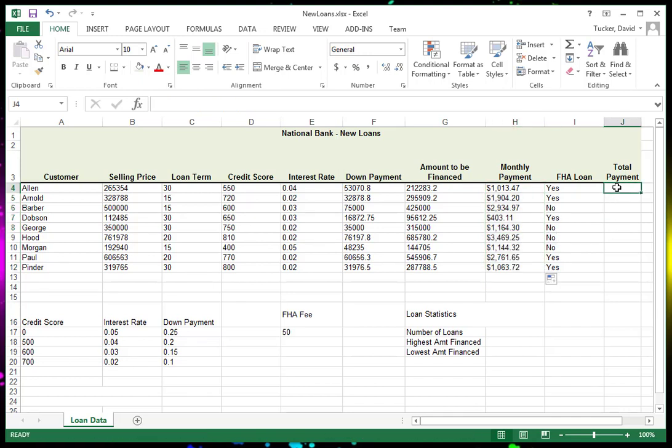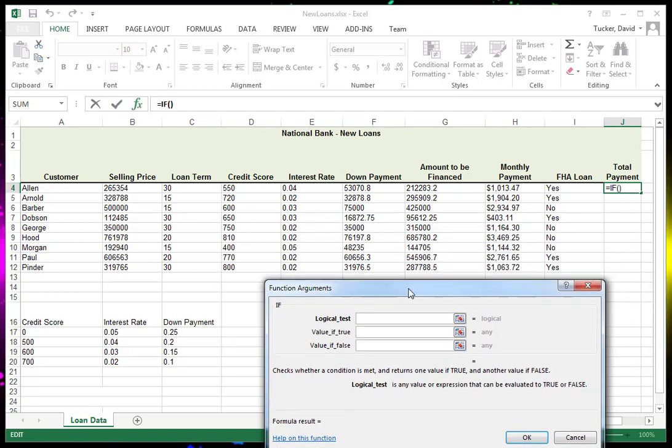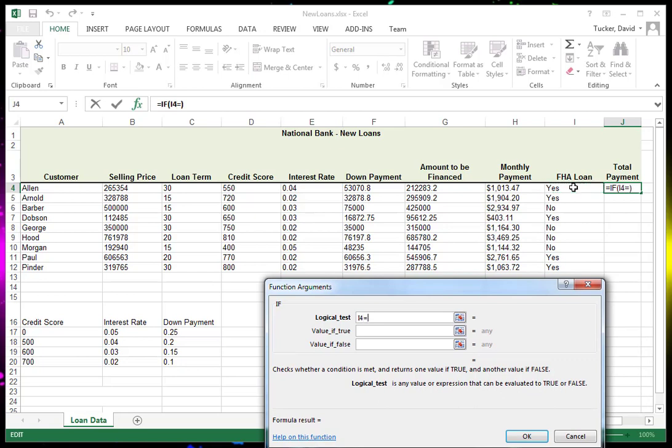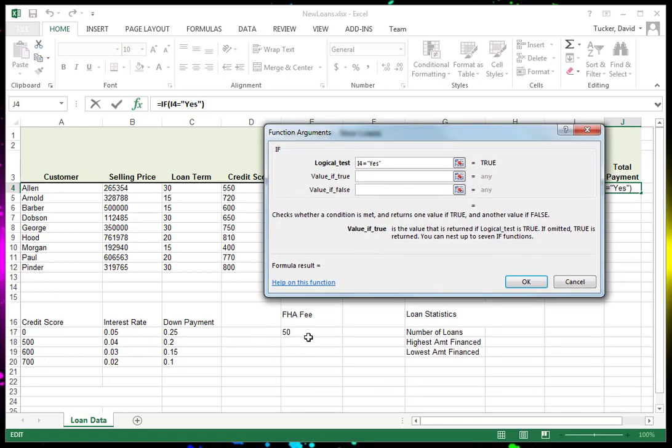Okay, now total payment. Again, this needs to be copyable. If they received an FHA loan, they need to pay the FHA fee. So you have to throw this plus the $50 if there's a yes. If there's a no, they don't. So this is going to be an if function. If. Okay. And again, my question is, does this cell contain the word yes? Does I4 contain the word yes? If that is true, then return this fee, else return nothing. And we're going to need a dollar sign on that fee.